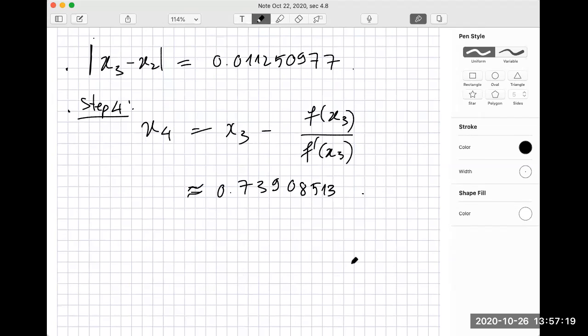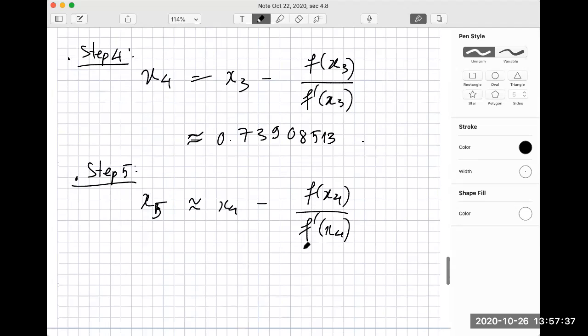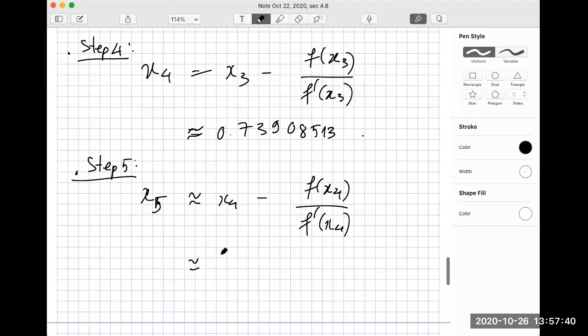Very good. Then we do a similar thing to find x5. It will be x4 minus f of x4 divided by f prime of x4, which gives us 0.73908513. Okay?